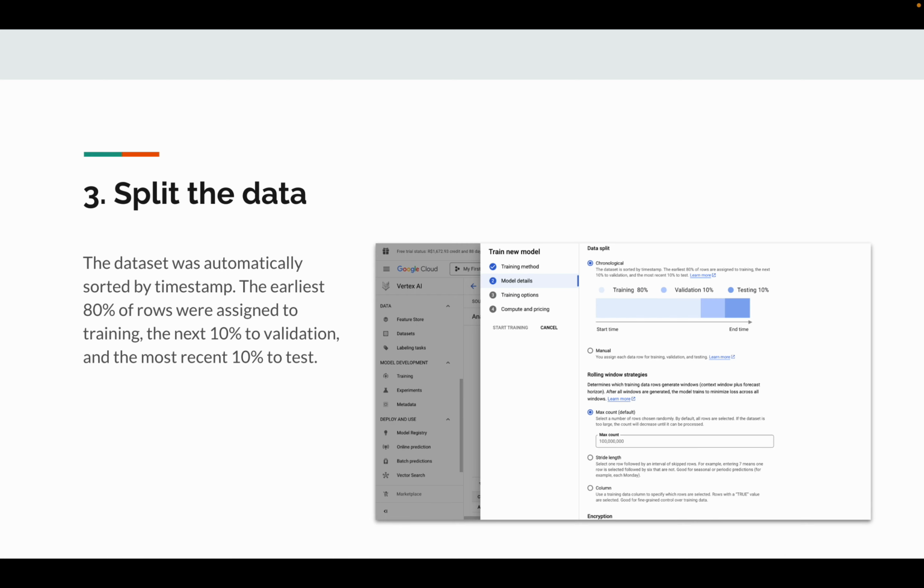For the split of the data, I used the default setting of Vertex AI, where 80% of the data was used on training, 10% on validation, and 10% on testing. The rows were sorted by timestamp. And for this to work, I had to add one more column to the spreadsheet so I could have a timestamp for each observation. For each row, I had a timestamp.